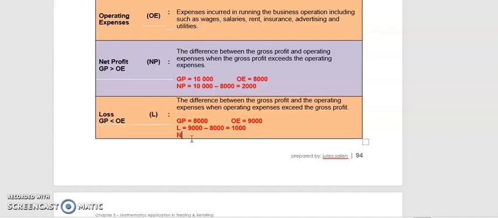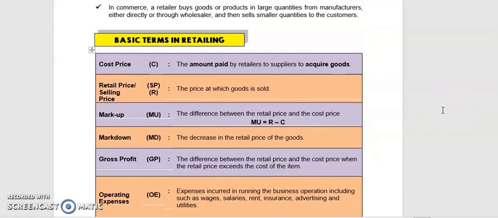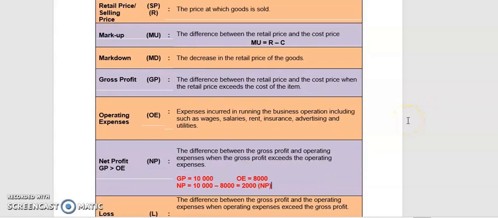Or you also can do it like this. NP, net profit, is gross profit minus operating expenses. 8,000 minus 9,000, so here you will get negative 1,000, right? So negative indicates you will suffer a loss. If you get positive, you will get net profit. But if you get negative, you will suffer a loss. Okay, those are some basic terms in retailing that you need to understand. Later we will go into detail one by one.